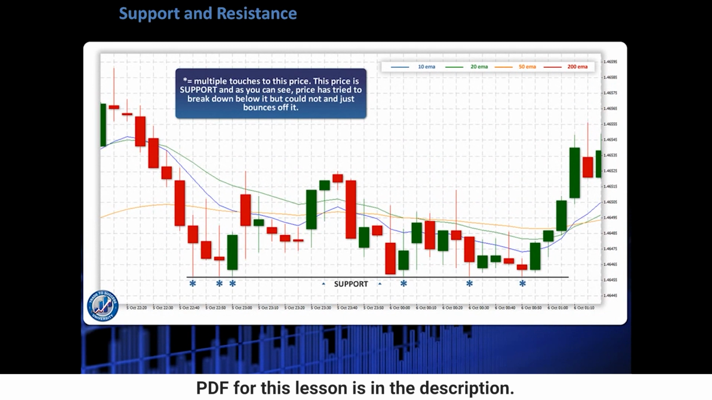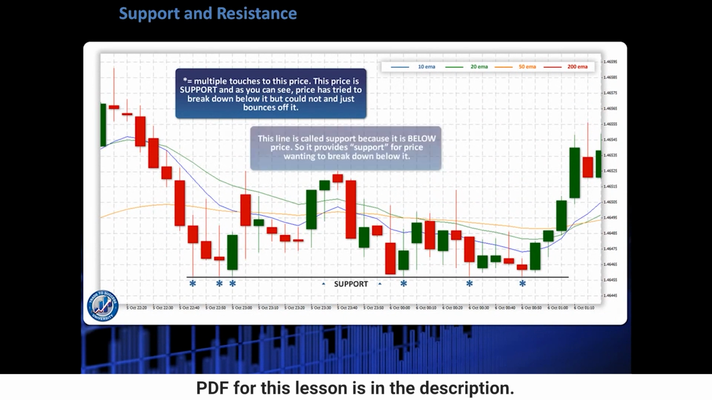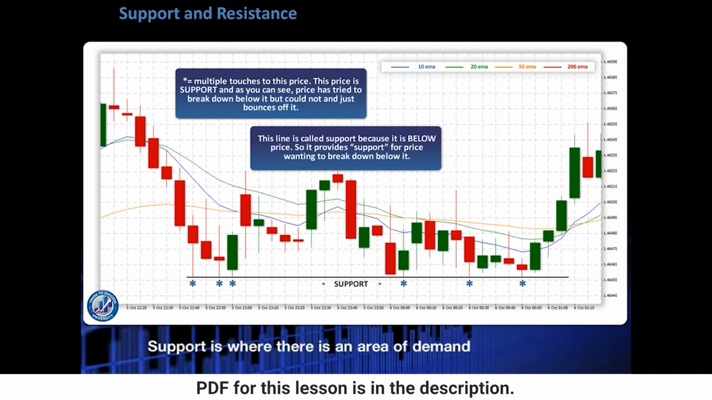As you can see, price has tried to break down below this support line, but it could not and just bounces off it. This line is called support because it's below price, so it provides support for price wanting to break down below it. Support is where there is an area of demand.